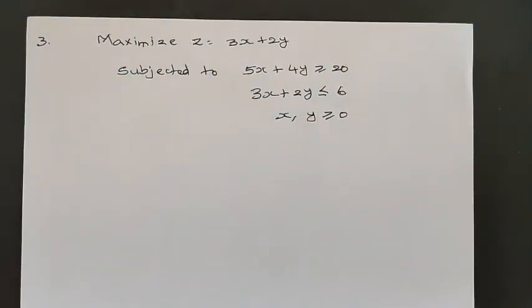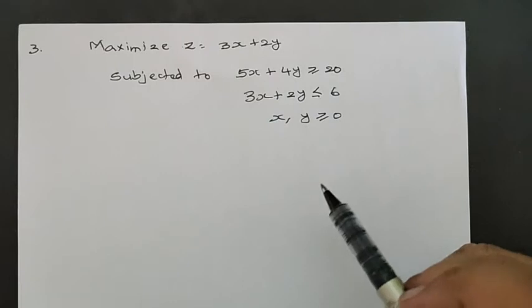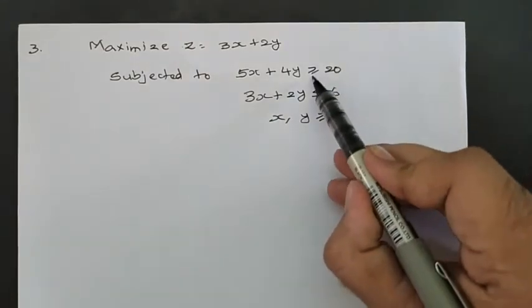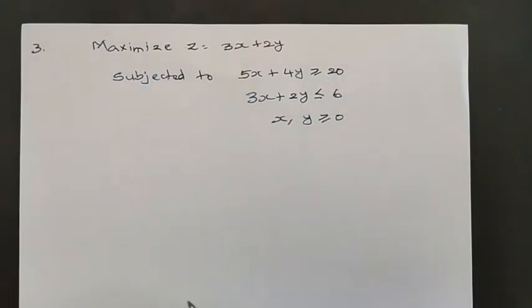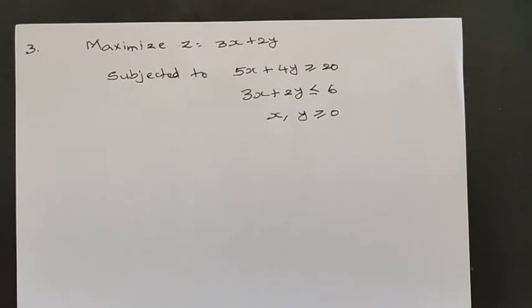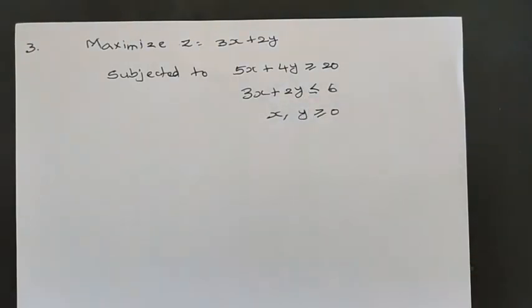So in previous problems we have seen all the constraints are of less than or equals to, but here one constraint is greater than or equals to, another constraint is less than or equals to. Let us see the problems, how these will be and how the solution will be. Okay, so first let us take the constraint. So first convert the constraints inequalities into the equalities.